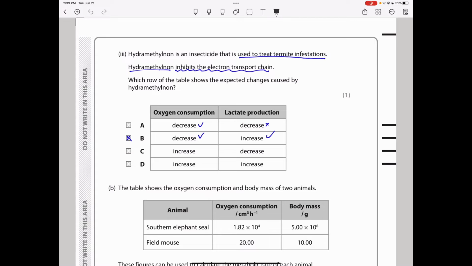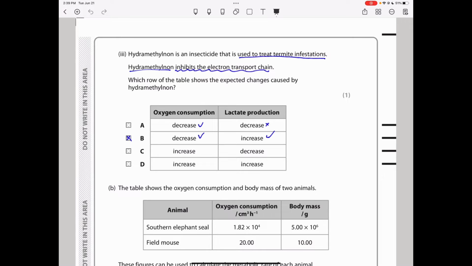They say hydramethylnone is an insecticide that is used to treat termite infestations. It inhibits the electron transport chain, as you can see here. Which row of the table shows the expected changes caused by the hydramethylnone?